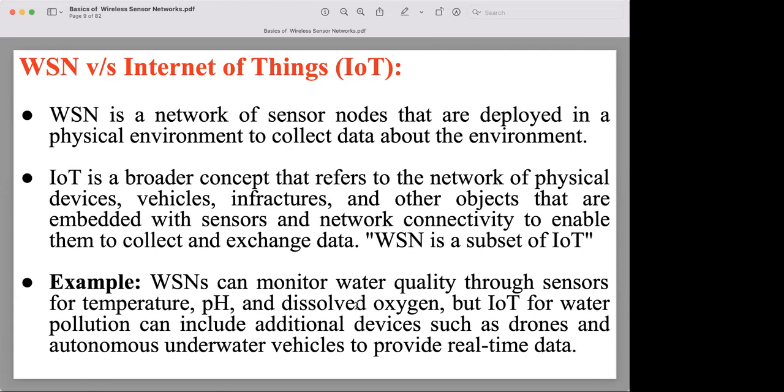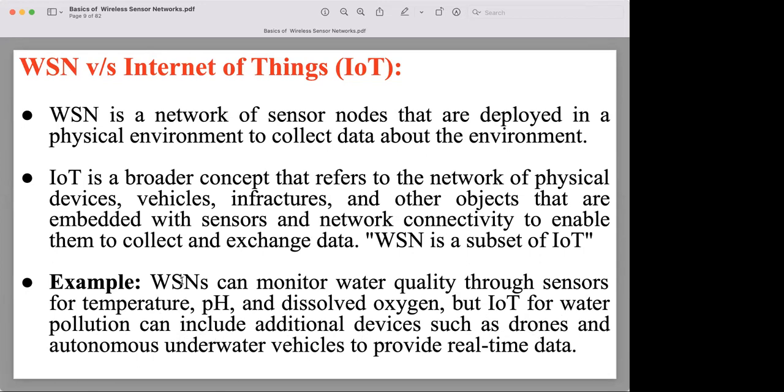But if someone says you need to make an IoT for water pollution monitoring, in that case we can say the IoT for water pollution can include additional devices such as a drone. How can you collect the river water monitoring data? Your sensor transmits your data to the drone, and the drone can communicate your data for further processing. Or autonomous underwater vehicles provide real-time data communication. In that case, yes, we need to go in the IoT direction because we want to use other devices as well as some other software or infrastructure support.